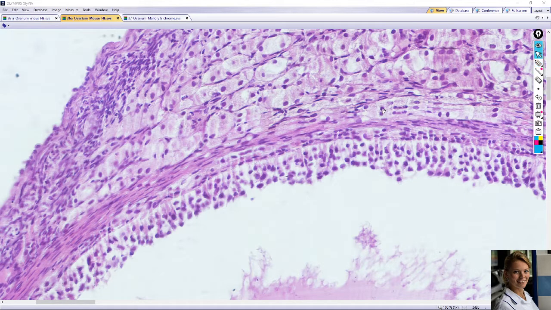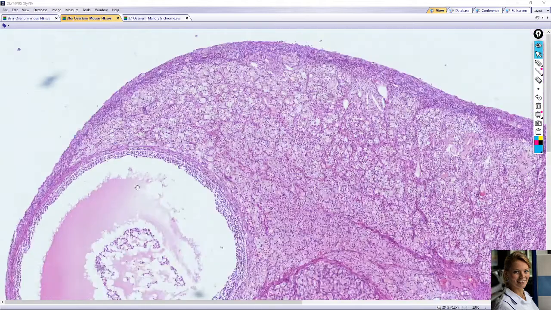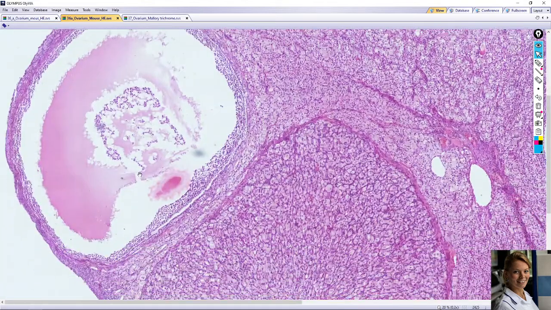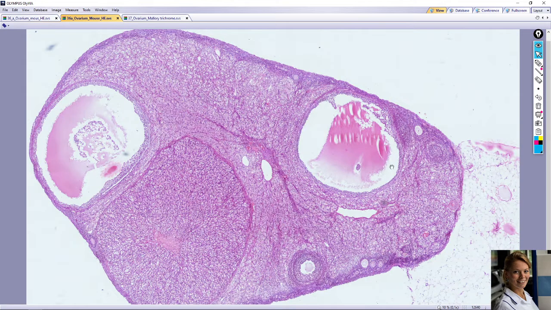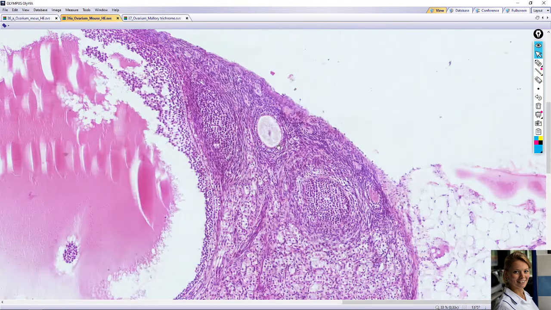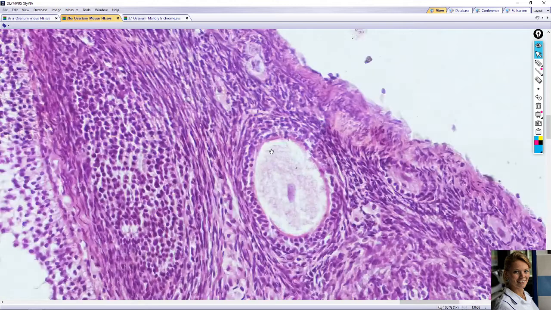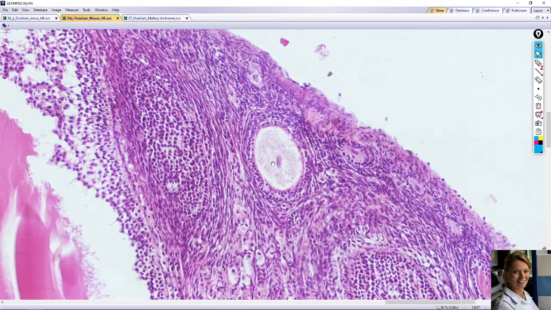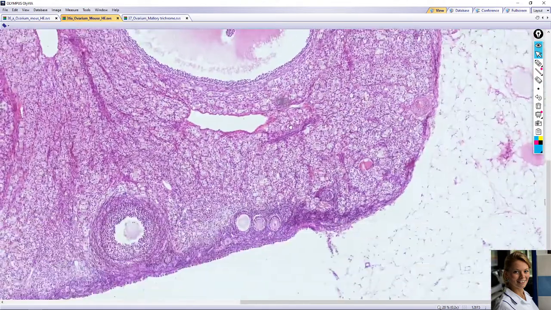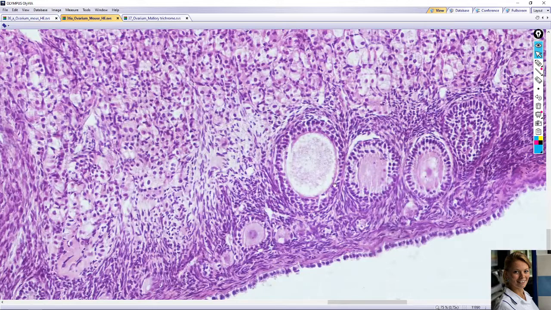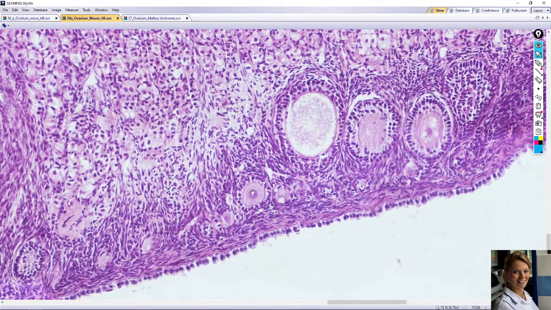So this is the mature Graafian follicle with one antrum, but without oocytes in this section. Here is another Graafian follicle. Here you can see a primary follicle. It's good visible zona pellucida, surrounded primary oocytes. Here are also primary follicles. Here are small primary follicles and primordial follicles.